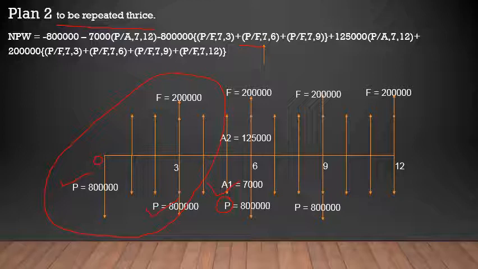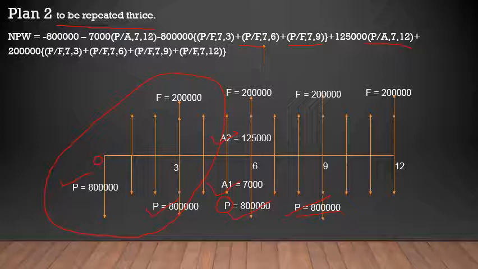Now this P, that is the invested amount for the last cycle, is F for t equal to 0. That's why convert that into P using the factor P by F comma 7 comma 9. So this is also over. So all these are over. Then come to the benefits. First, A2, it flows from year 1 till year 12. So using the factor P by A comma 7 comma 12, convert that into P.